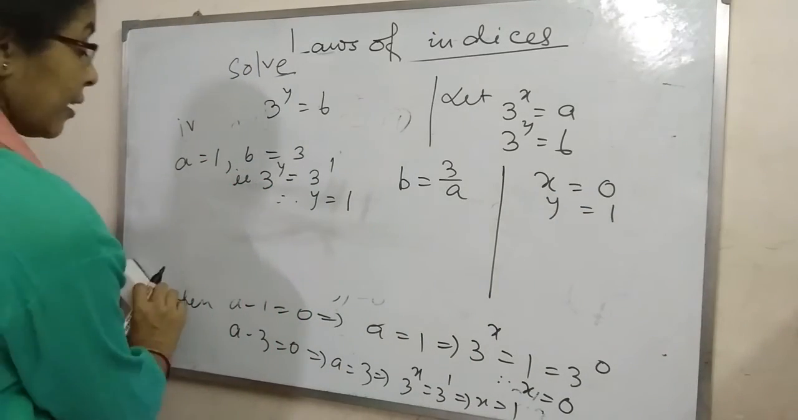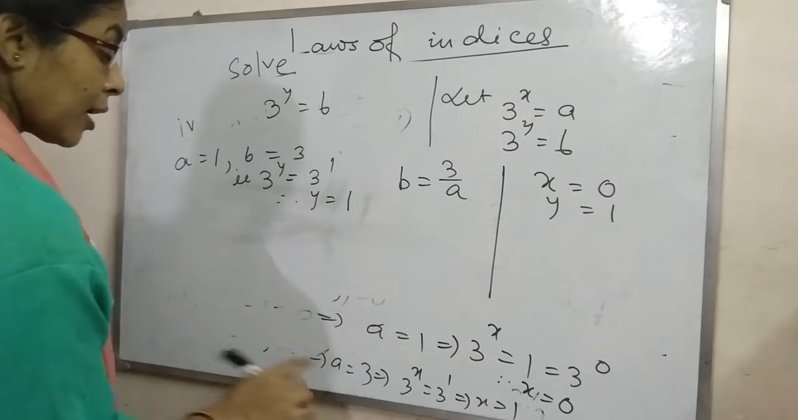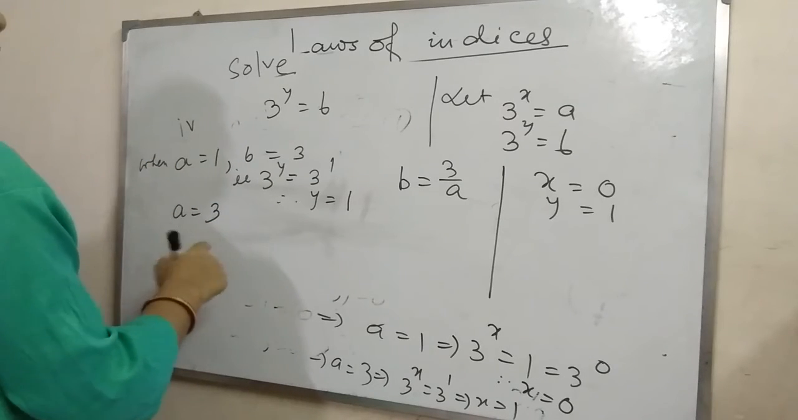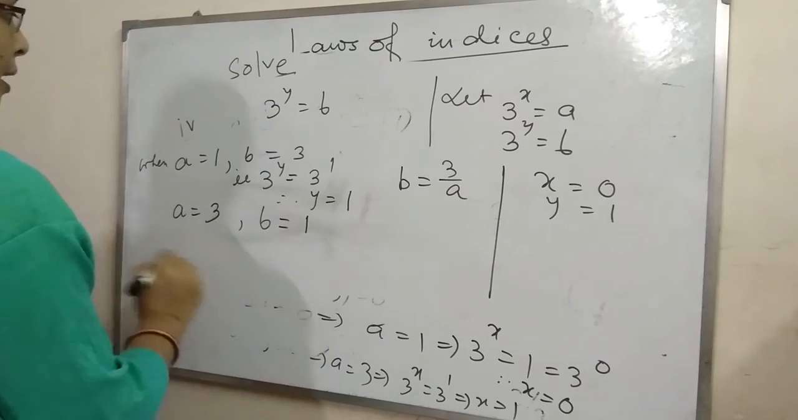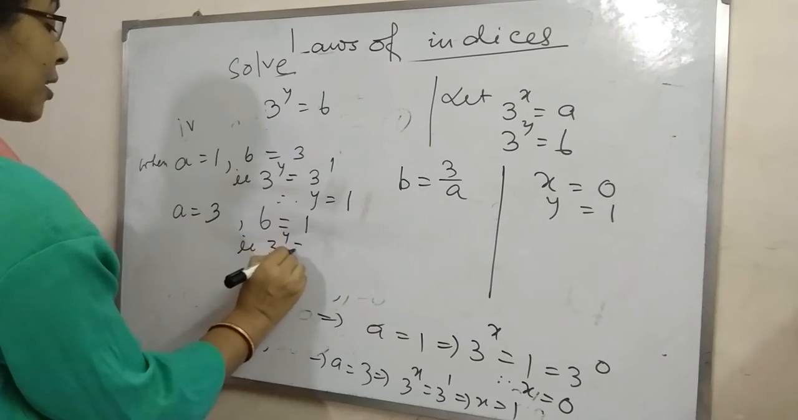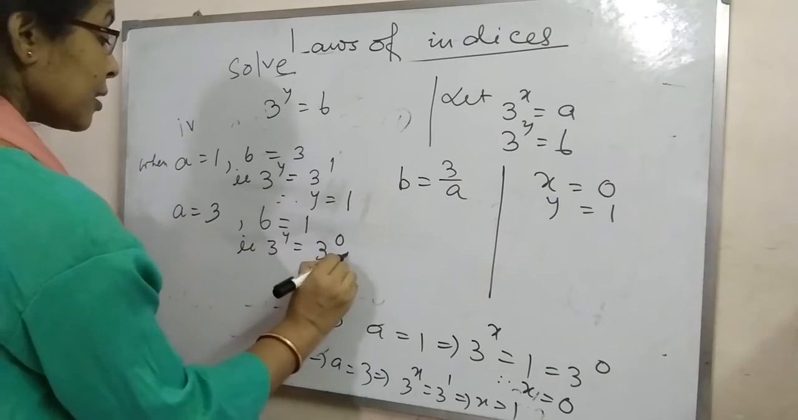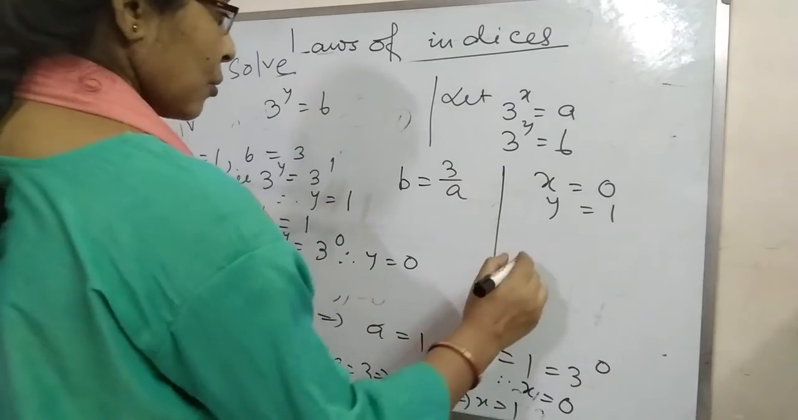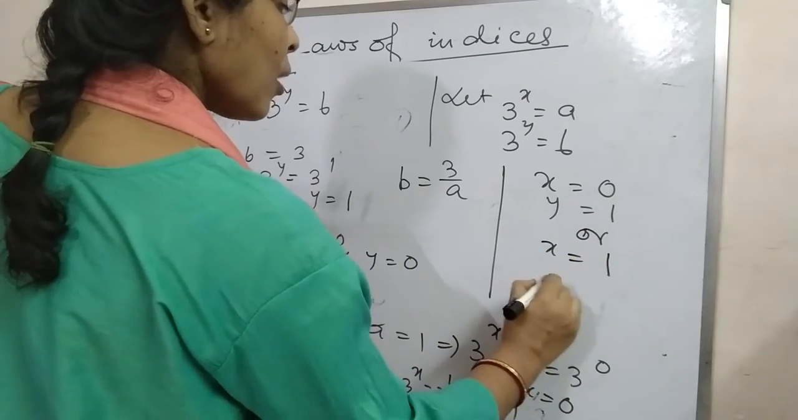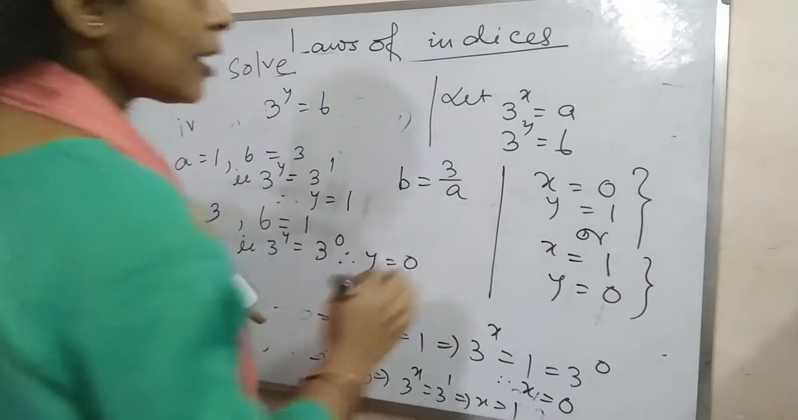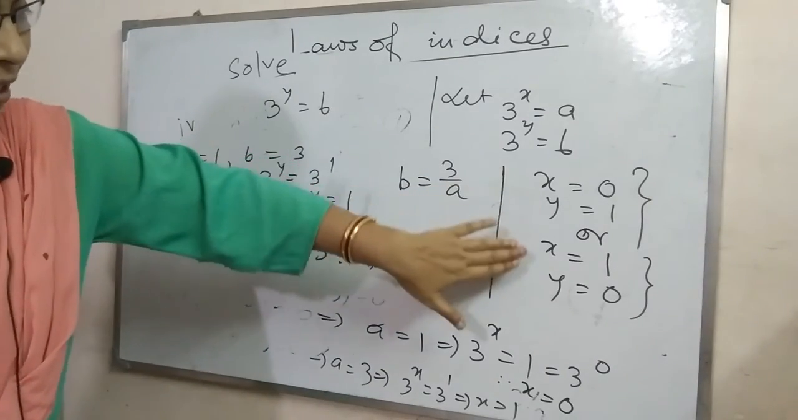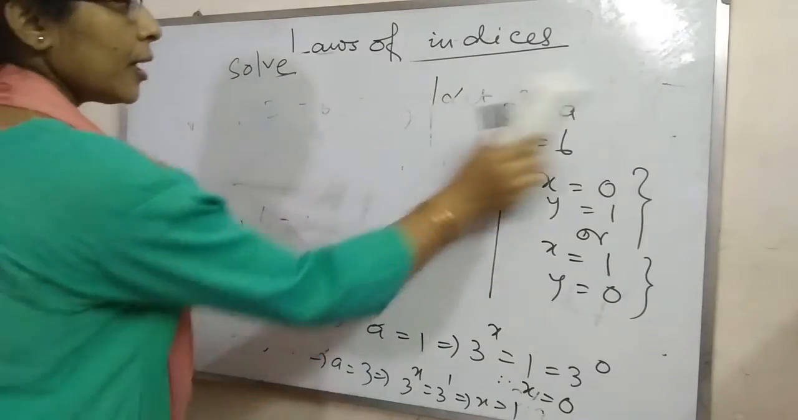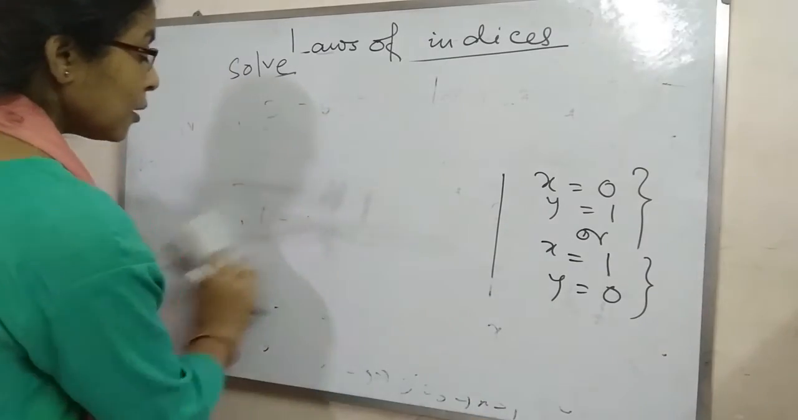And when a equal to 3, then b equal to 1, that is 3 to the power y equal to 3 to the power 0, therefore y equal to 0. When a equal to 3, then x equal to 1, or when x equal to 1, y equal to 0. Here this is one answer and this is second answer. In this way you will solve the problem.